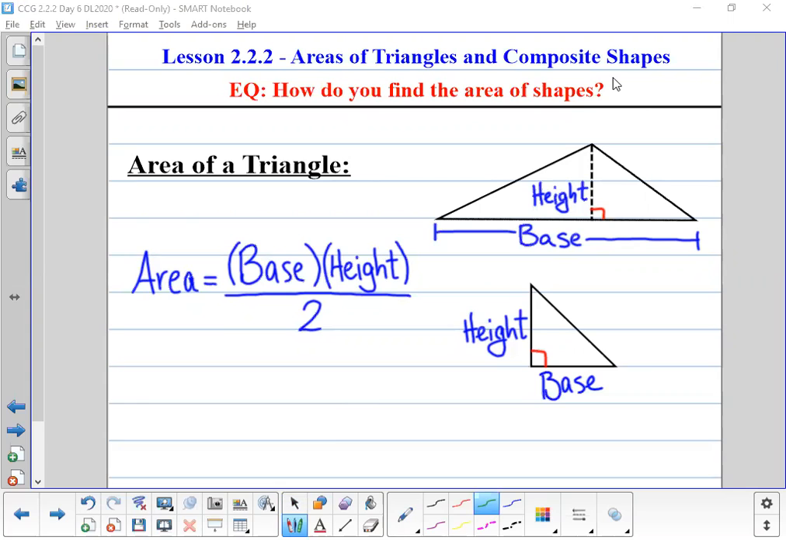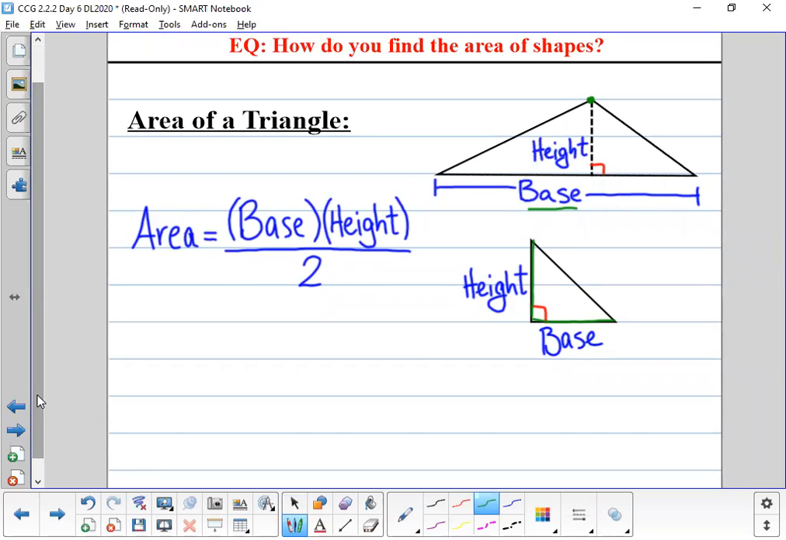So I have 2 different triangles here. In this top one, my base is this bottom side of my triangle, and then the height goes from the vertex across from that base down at a 90-degree angle to the base itself. In this one, I have a right triangle, and these 2 sides are called the legs of the right triangle. And so in this case, the base and the height are the 2 legs of my right triangle.